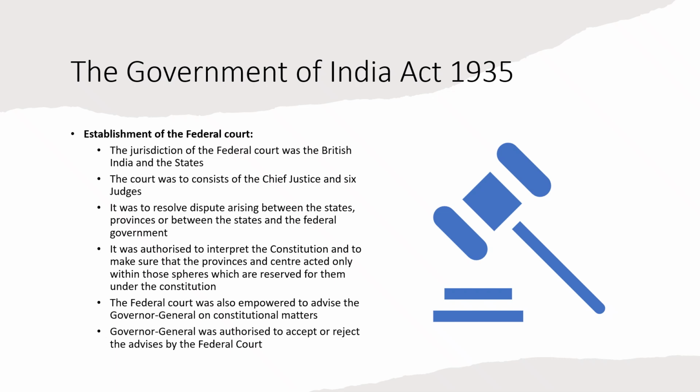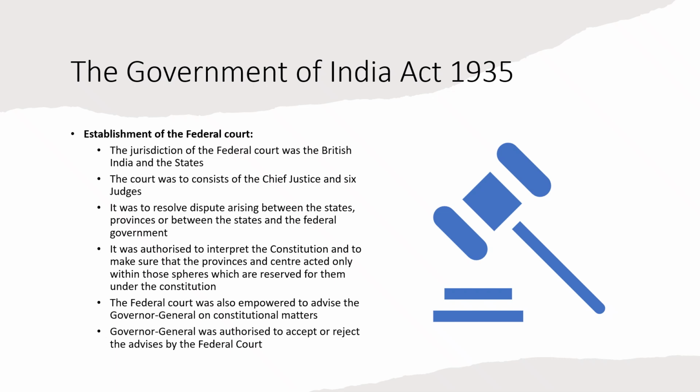The Government of India Act established the Federal Court also. The jurisdiction of the Federal Court was British India and the states. And states means princely states. These states were not part of British India. So we would write it separately. The court was to consist of the Chief Justice and 6 judges. The main aim of this court was the resolution of disputes arising between the states, provinces, or between the states and the federal government. Students, this court was authorized to interpret the constitution and to make sure that the provinces and center acted only within those spheres which are reserved for them under the constitution.